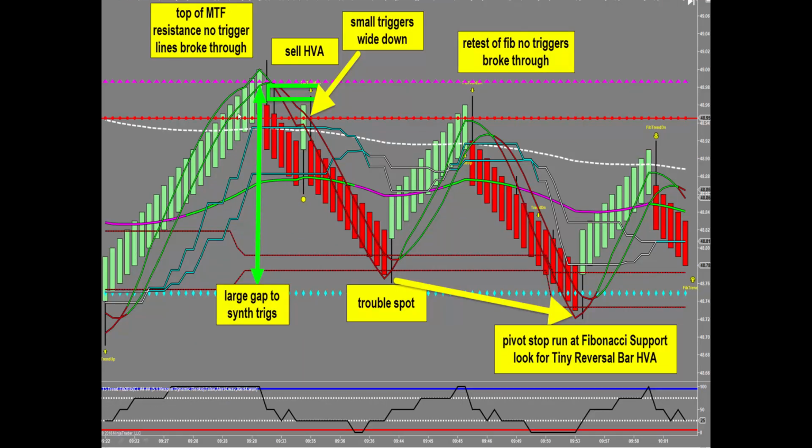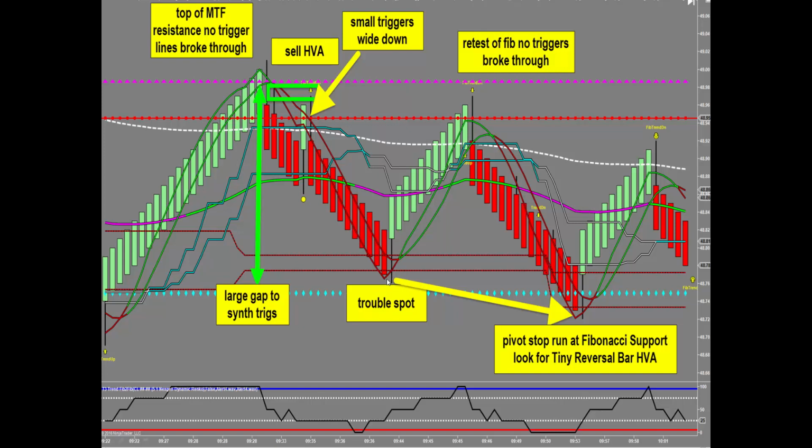Again, very strong push into Fibonacci resistance, right? But none of the trigger lines broke through our resistance area here. This is where we sell high volume areas, right? And they may even come back and retest that high volume area again. As long as they go down from that area, that's okay, right?